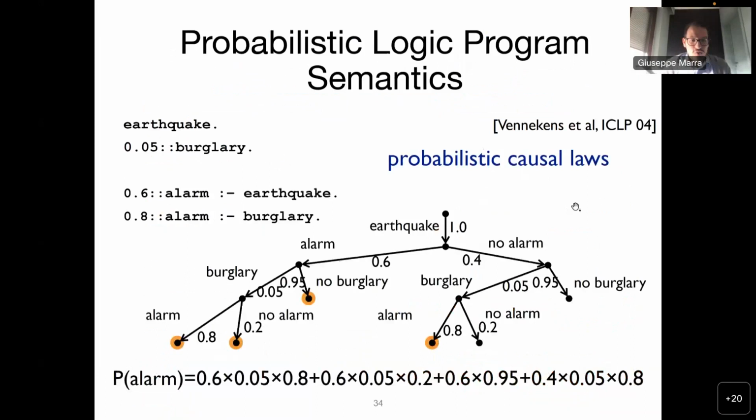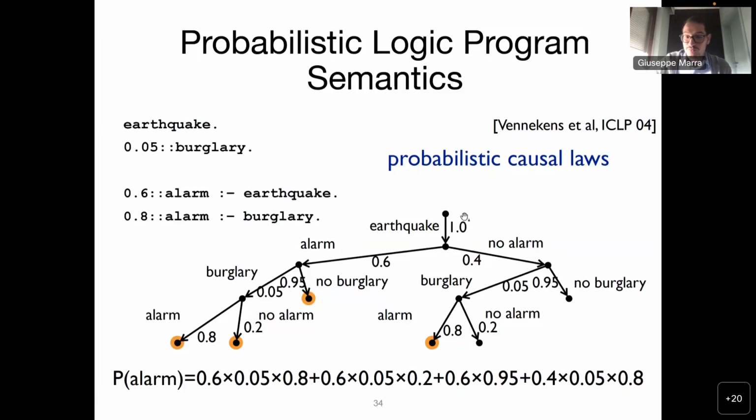So how can we actually perform this disjoint sum problem? Well, there is a very nice view that follows something related to a proof process, which is called probabilistic causal laws. The idea here is that you start by making choices about the probabilistic facts that you have in your program. So in this case, we start by making a choice about earthquake, but since earthquake is a deterministic fact, we have only the possibility of choosing earthquake as true with probability one.